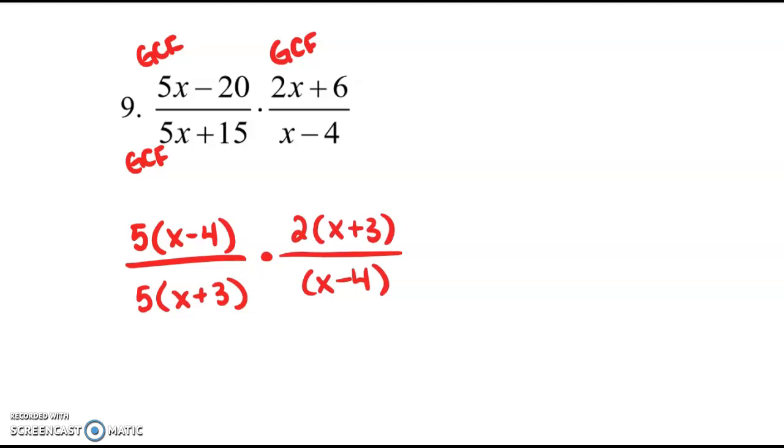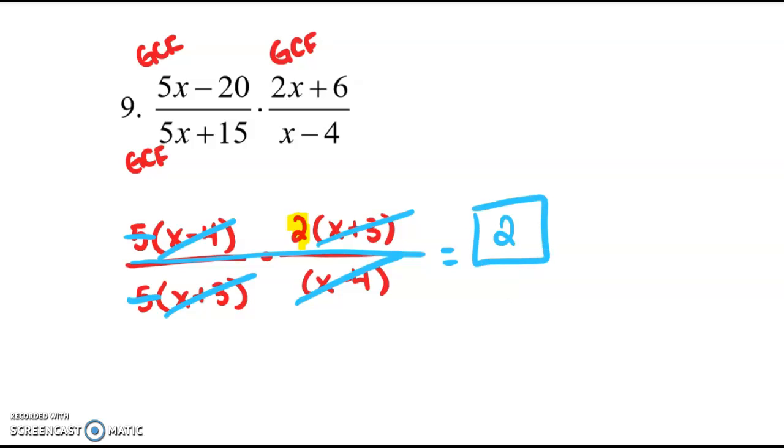Wow, look at everything that's going to cancel. It's going to be a bunch. So I'll make it one big giant fraction. The x plus 3s are going to cancel, the x minus 4s are going to cancel, and the 5s are going to cancel. So as long as you have one in the top and one in the bottom, it cancels. So I'm just left with 2. It's 2 over nothing, or 2 over 1. You could probably just write your answer as a 2.